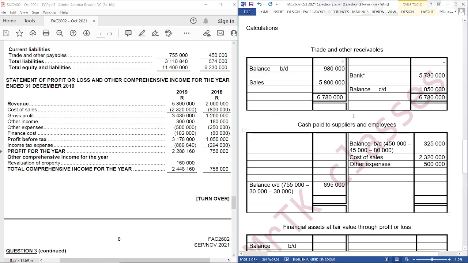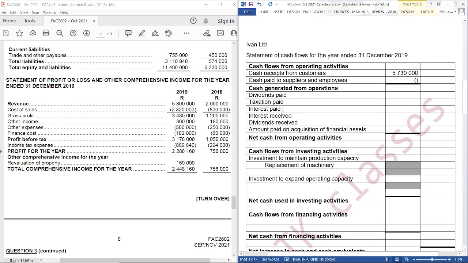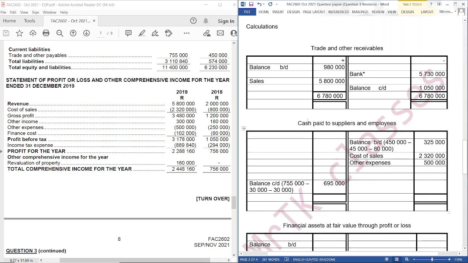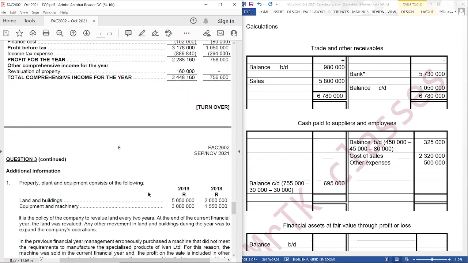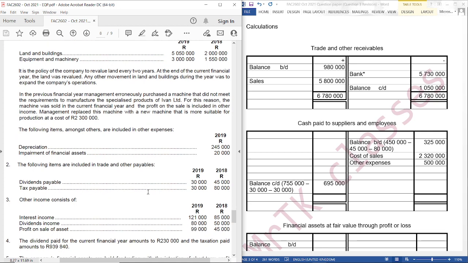Finance cost is shown separately on the statement of cash flows. Right, we can see that we have interest paid here. Income tax is shown separately. Right, revaluation, we'll look at it when we are looking at non-current assets. Okay, right, so do we have any other information in regards to these expenses? Yes, I can see we have the following items amongst others are included in other expenses.